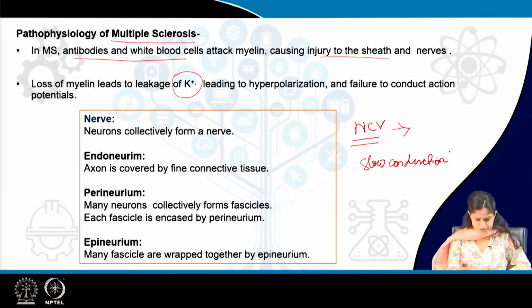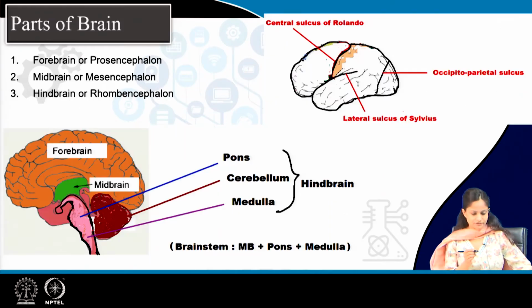So this is what we talk about neurons. So what is a nerve? When many neurons get collected, they are called a nerve. It has the innermost layer endoneurium, then the perineurium, then the epineurium. The three layers are present in a nerve.